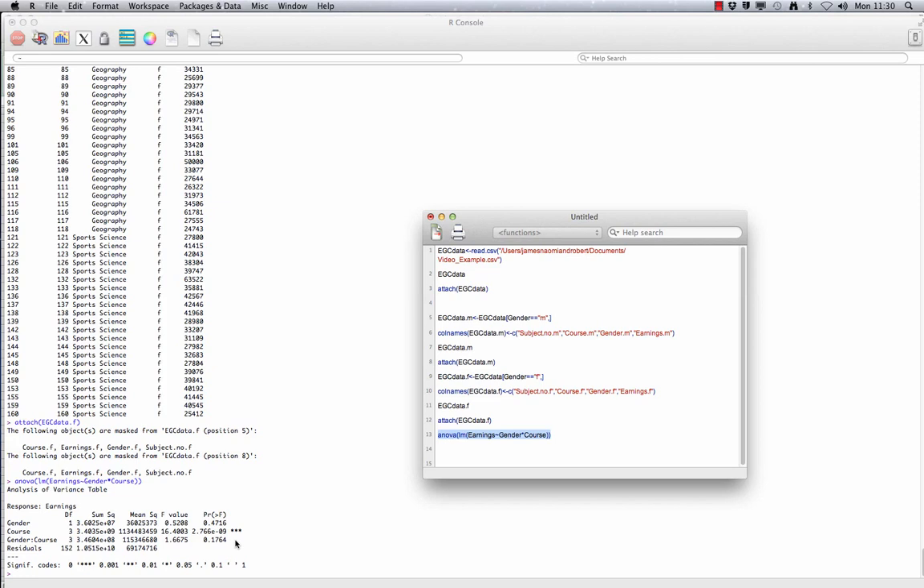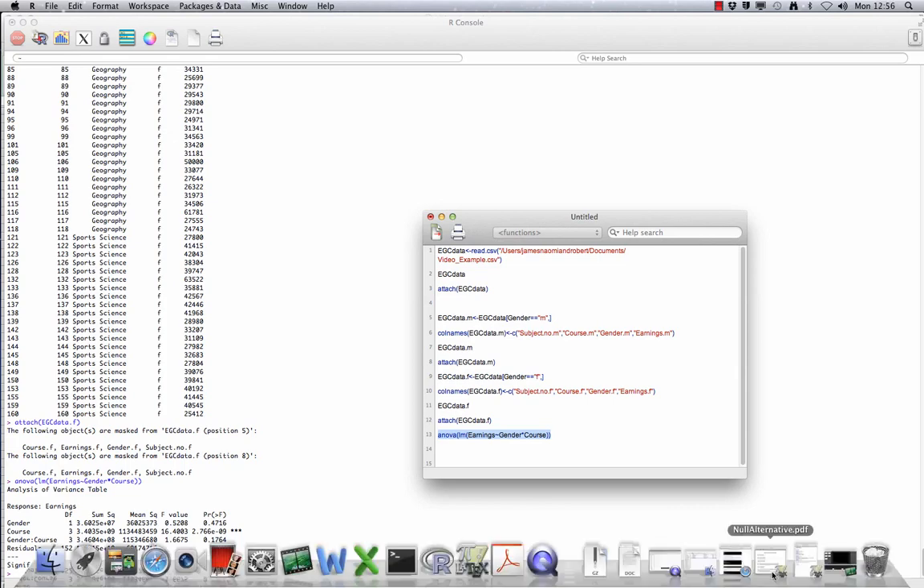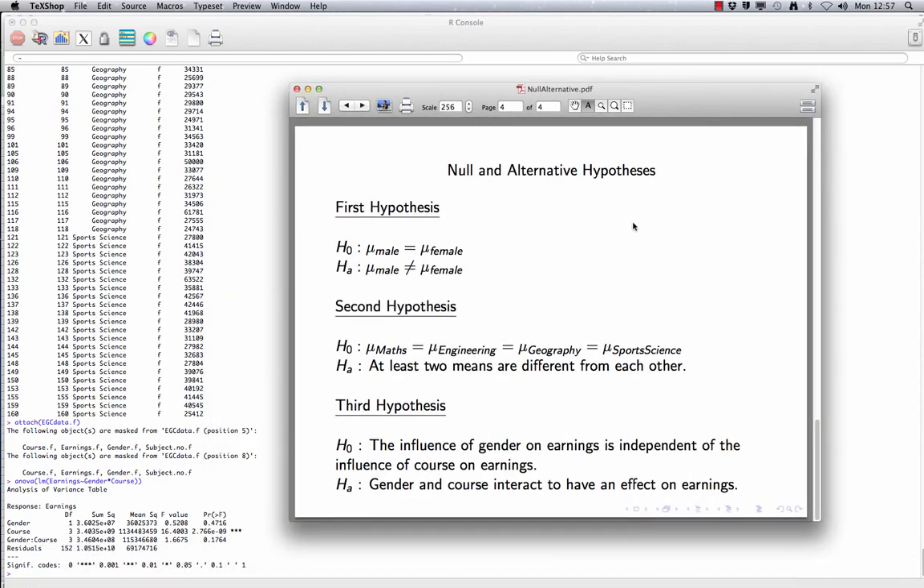We now need to ask what follow-up tests we should carry out. For our first hypothesis, our exploratory data suggested there would not be much difference in earnings between males and females. Our ANOVA results confirm this, giving a p-value of 0.47. There is no need to do further testing on this hypothesis, and we conclude that there is no difference in earnings based on what gender you are.